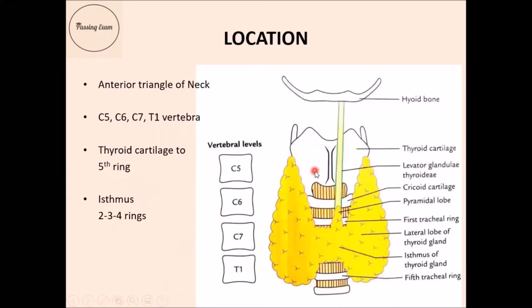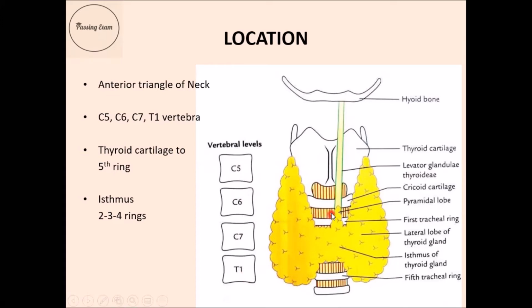Thyroid gland is located in front of the neck in the anterior triangle between the two sternocleidomastoid muscles. The vertebral levels of thyroid gland are C5, 6, 7, T1. You can remember it with the root value of brachial plexus, which means C5, 6, 7, 8, T1. So similarly, the vertebral levels of thyroid gland are from C5 to T1, as you can see in this diagram.